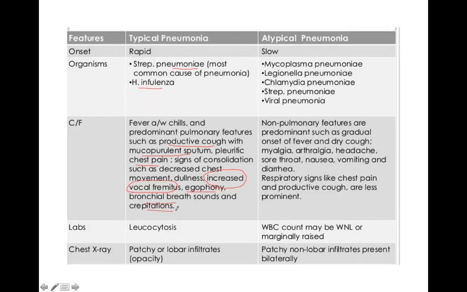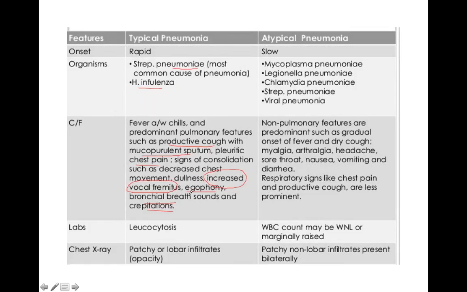Okay, leukocytosis, labs will show. So the patient will come to you with these findings, like I have high fever, and I have chest pain, and I have cough, and it produces sputum. Okay, yellowish sputum or greenish sputum. So what is the first thing you will do? You'll go for chest X-ray.